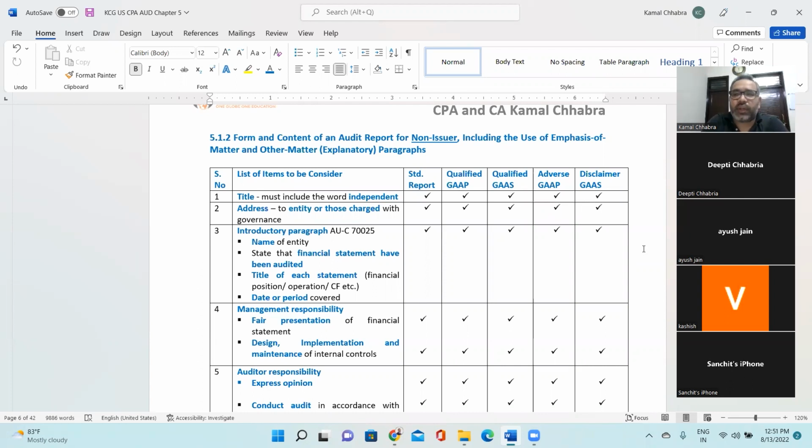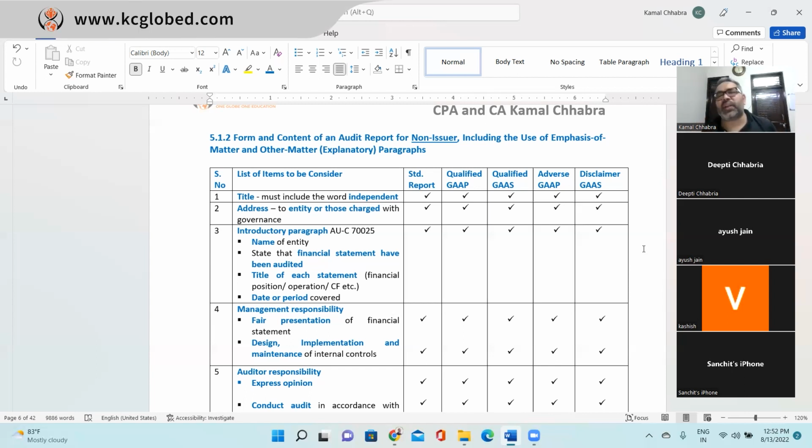This also includes emphasis of matter paragraph and other matter paragraph, information and contents required in the audit report as and when applicable. We'll be discussing in more detail when an emphasis of matter paragraph or other matter paragraph is required. But here, just keep in mind the format of the audit report, and when the respective things are applicable, what all things you need to add and what all things you need to remove, right?